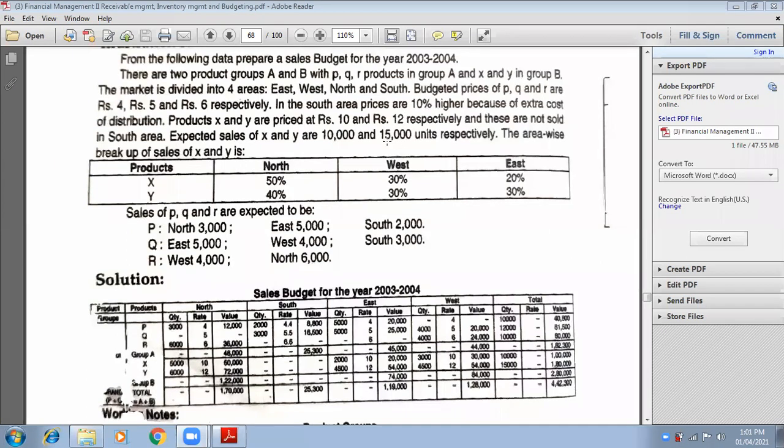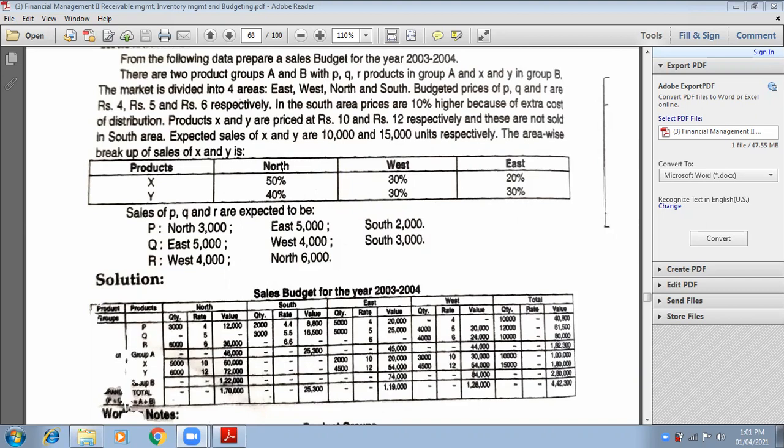What you need to do? 15,000 into 40% is sold in north. Come on, do it. 15,000 into 40 percentage. So what is the answer? 6,000. So 6,000 will be in north. Come to the column of north for Y product and write down 6,000. What is the price of Y? 12 rupees. Very good. And 12 rupees will be same everywhere. So 6,000 into 12. Answer is 72,000. This is for north.